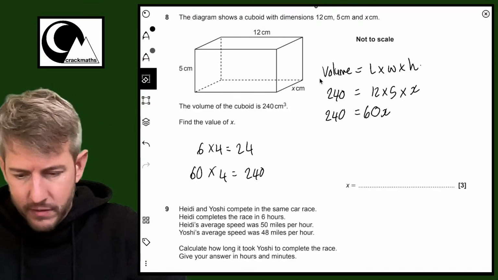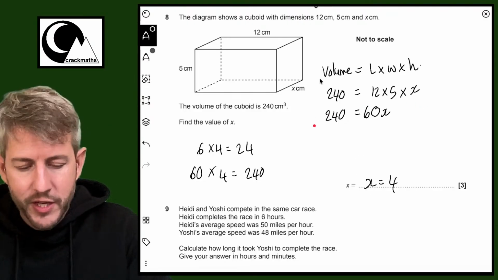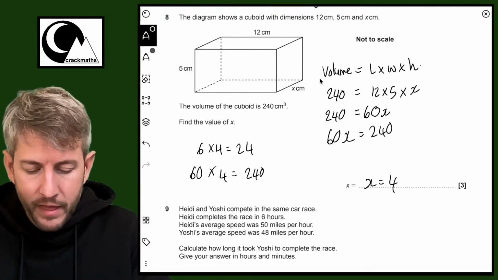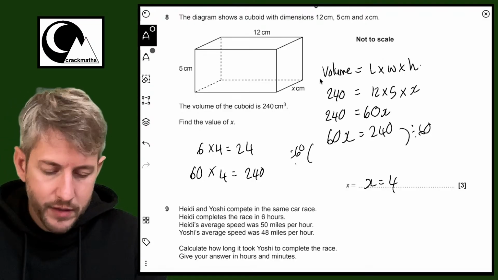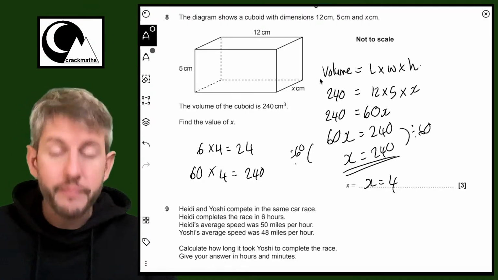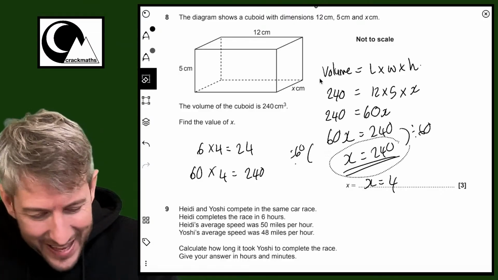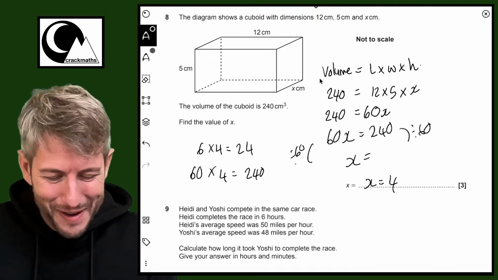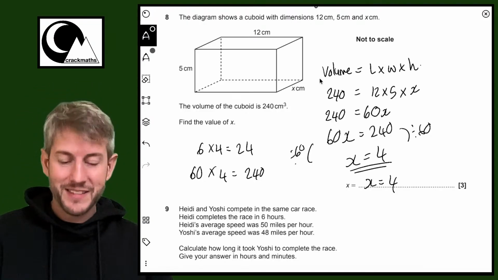Okay, so here we go. X equals 4. And you could have thought about doing this by, if we rewrite that as 60x equals 240, divide by 60, and that gives us x equals 240. Oh, no, it doesn't. Sorry, it gives x equals 4. Sorry, that's what I wrote. This is the problem. Sometimes with maths, you can do everything right and you write down the wrong thing. Okay, here we go. Right, x equals 4.